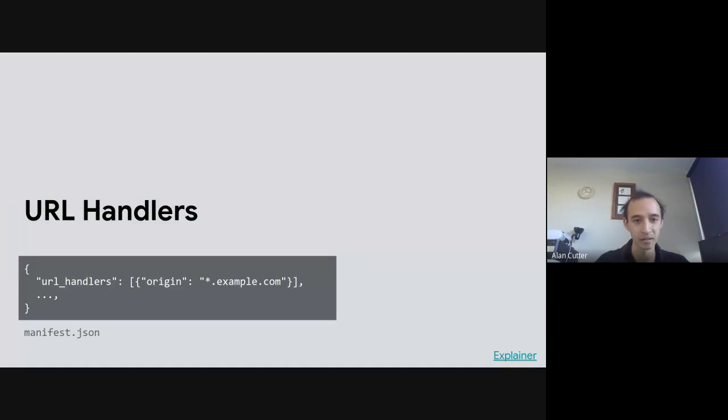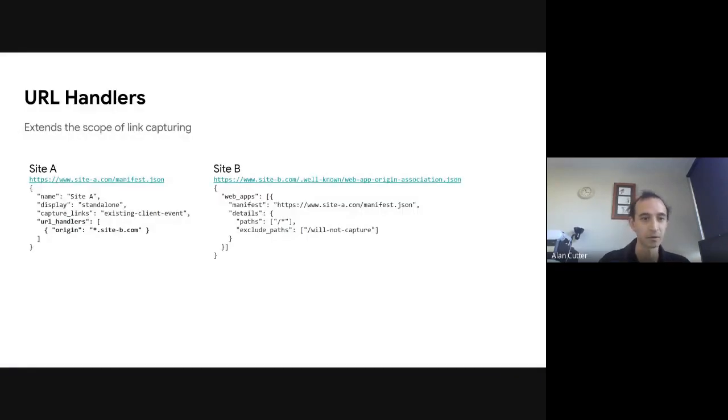And then another API that's being worked on by Microsoft is URL handlers. And this is very much in the same vein as declarative link capturing, but it extends the scope of links that can be captured. So here's an example of a site. It's got a manifest, and it wants to capture link navigations on site B.